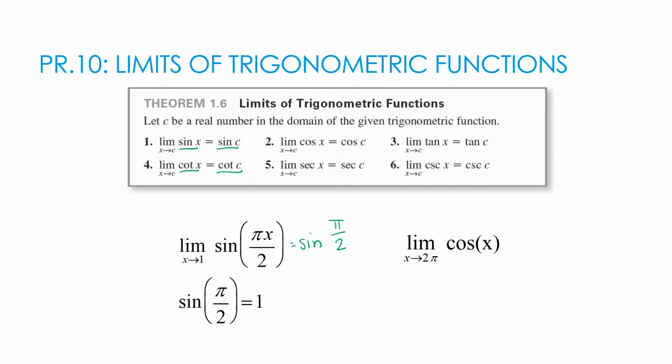If I'm trying to find the limit as x approaches 2 pi of cosine of x, again, I'm just going to do direct substitution and find the cosine of 2 pi. Cosine of 2 pi is 1, so that is my solution.